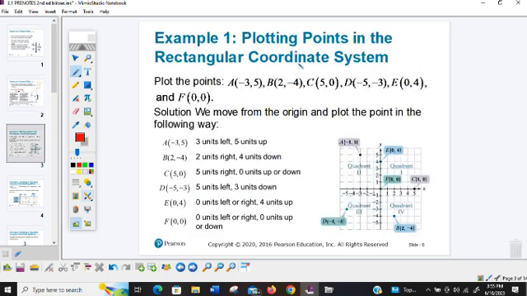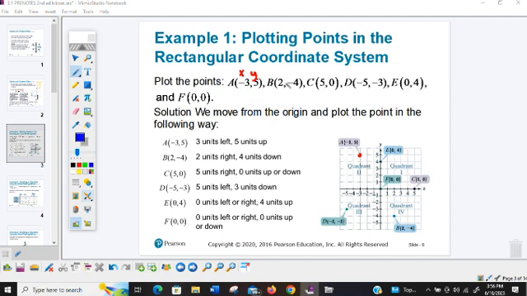So in this first example, we're going to plot some points on the coordinate system, the rectangular coordinate system. So first, let's do point A. It is -3, 5. Okay, so this is my x, this is my y. Means I'm going to go left 3, then up 5. So left 3, up 5, put a dot.